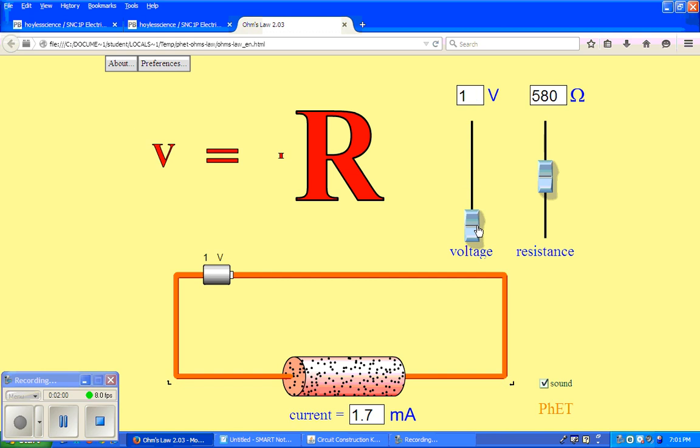If I decrease the voltage quite a bit, the current is going to go down here. You can see 1.7. The letter I has gotten really small because now there's less of a push, less of a force to get the electrons to go through the circuit.